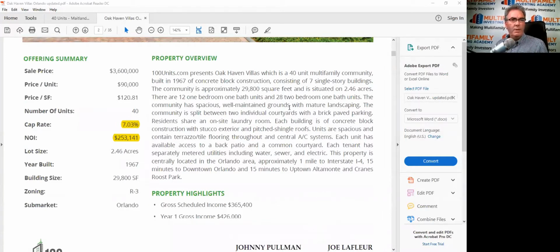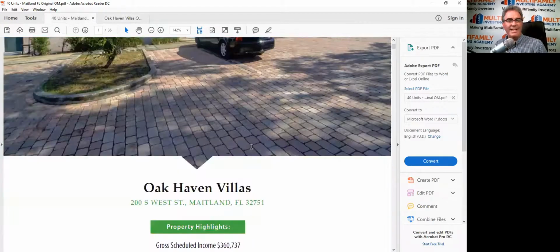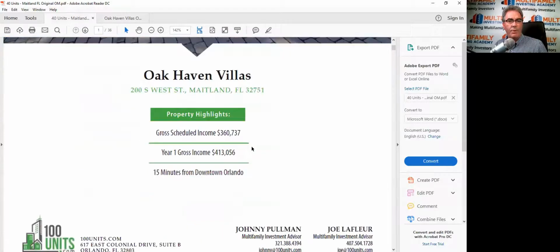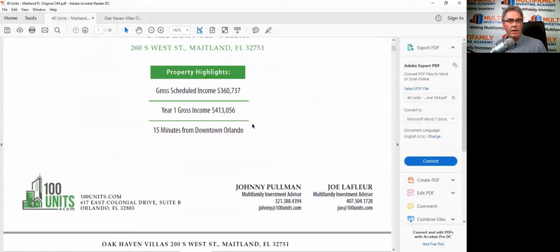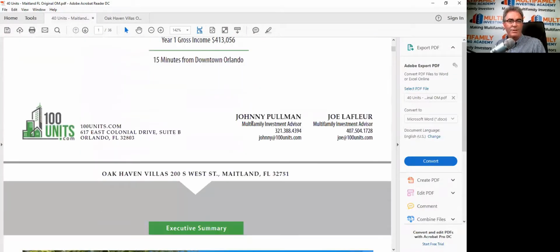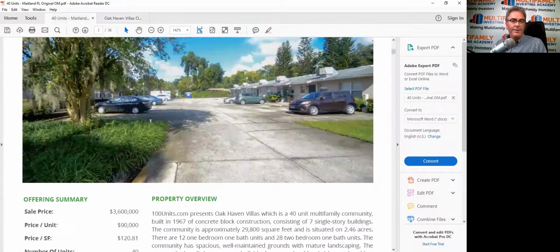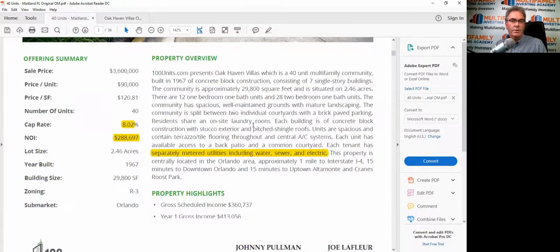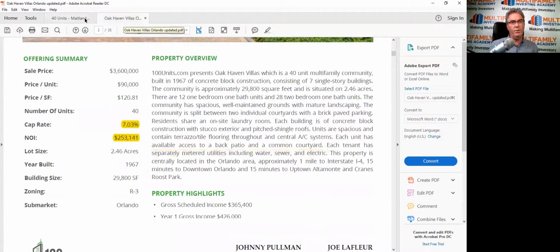Okay, but wait a minute. Let's take a look at the other property package that we received on the exact same property. Oh, look at the income. That information is still correct. Who cares? Oh my goodness. Wow. Isn't that amazing? A broker, with the presto change-o, snap of his fingers, can change the cap rate from a 7 cap to an 8 cap.